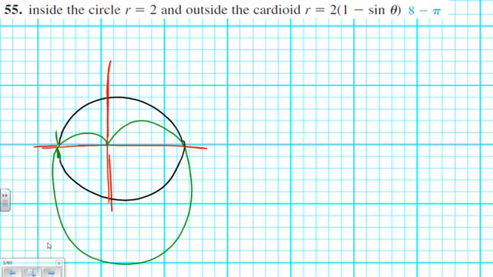No, outside the cardioid, inside the circle. So we want this area here. Is that right? That's correct.